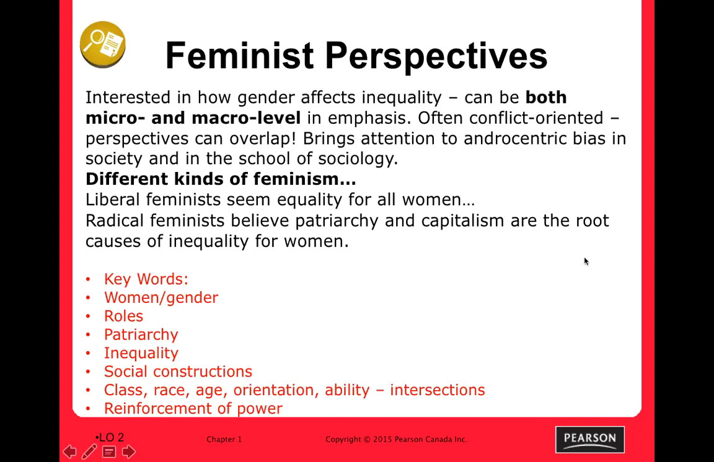So the feminist perspective is interested in how gender affects inequality in society. It can be both micro and macro level in emphasis. So the feminist perspective goes both ways. It's often conflict-oriented, so it very much overlaps with the conflict theory. However, the feminist perspective is going to specifically bring attention to an androcentric bias in society, which is how society is biased towards men, as well as within the school of sociology itself. So that's why the feminist perspective is so necessary.